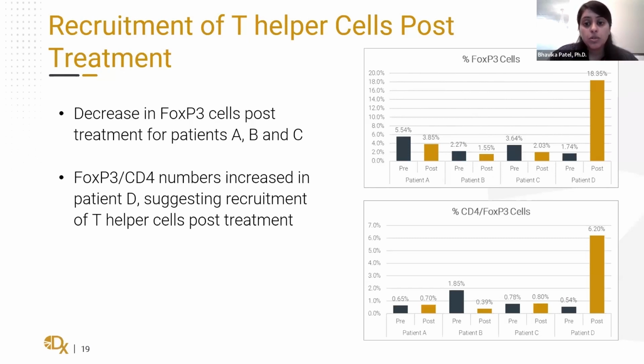FOXP3 and CD4 dual positive cells increased in patient D, which may suggest recruitment of T helper cells post-treatment. Patient D had triple-negative breast cancer, which may be the reason why FOXP3 is elevated post-treatment, as their cancer is more aggressive. Again, we need additional biopsies to make any further conclusions for these patients.